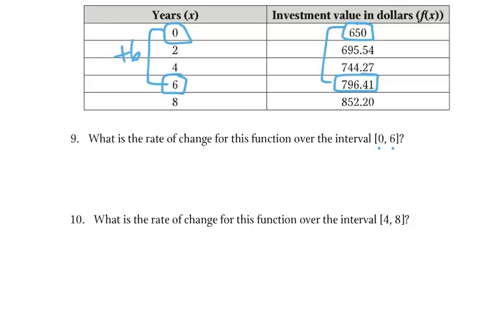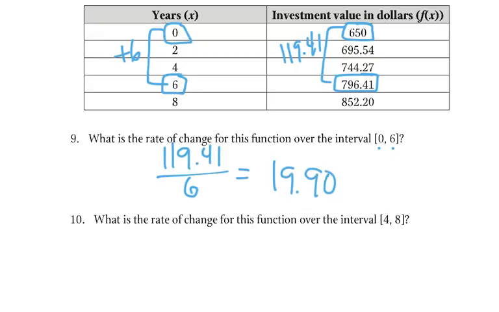Our y's grow by 796.41 minus 650, which is 119.41. So 119.41 over 6 gives us 19.90, since it's money. So every year they earn about 19.90 from 0 to 6 years.